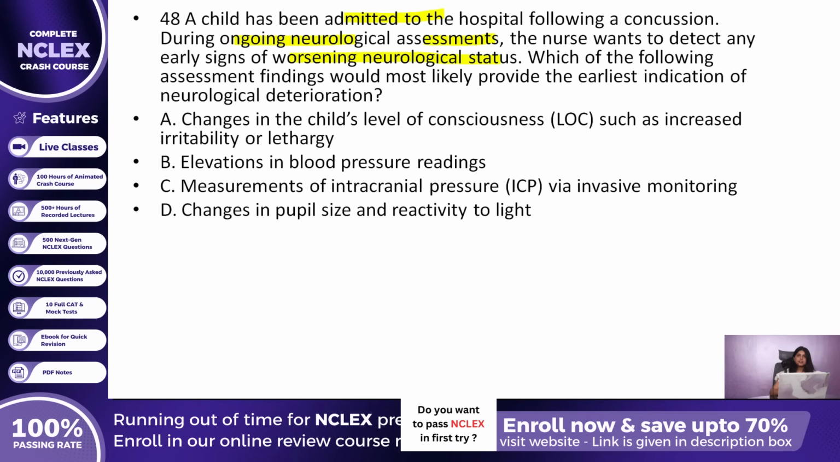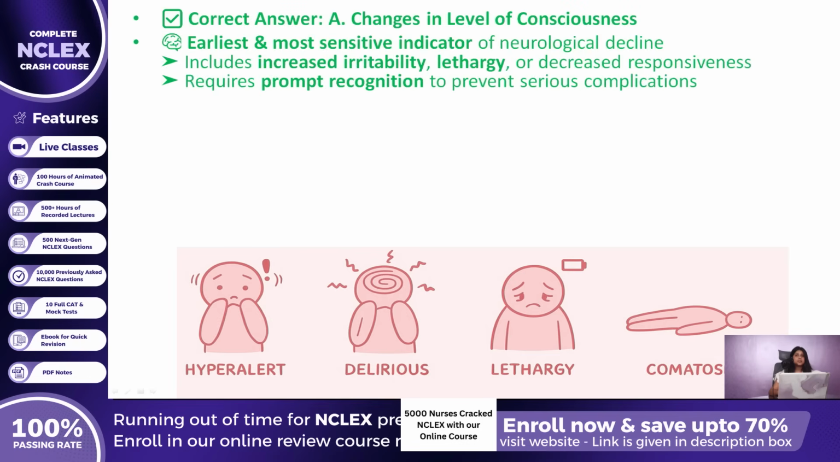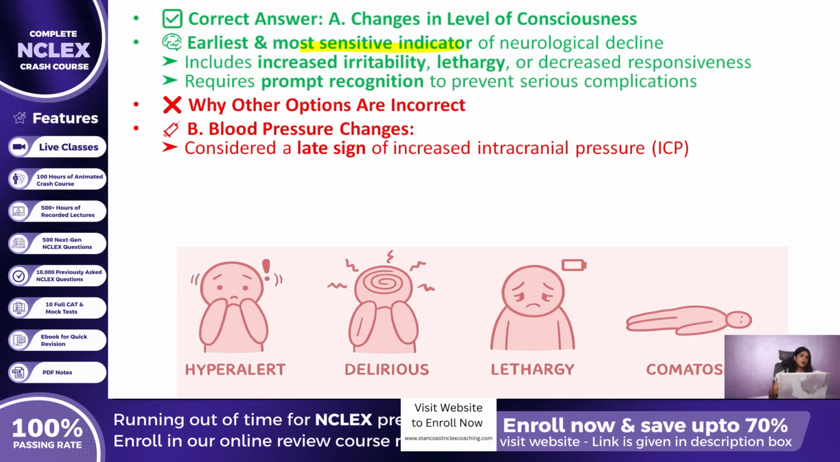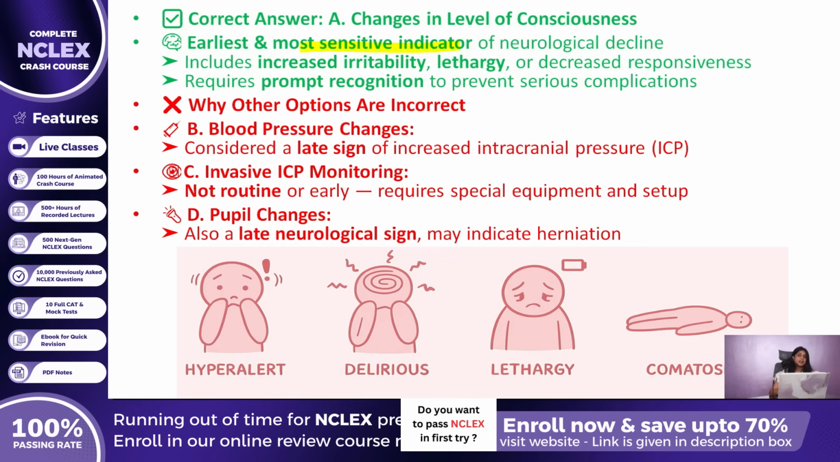The correct answer is Option A, changes in the child's level of consciousness, such as increased irritability or lethargy. These are often the earliest and most sensitive signs of neurological deterioration in head injuries. Option B, blood pressure changes, and Option D, pupil changes, are typically late signs. Option C, invasive ICP monitoring, is not an early or routine bedside tool. Early recognition of altered LOC is key to preventing serious complications.